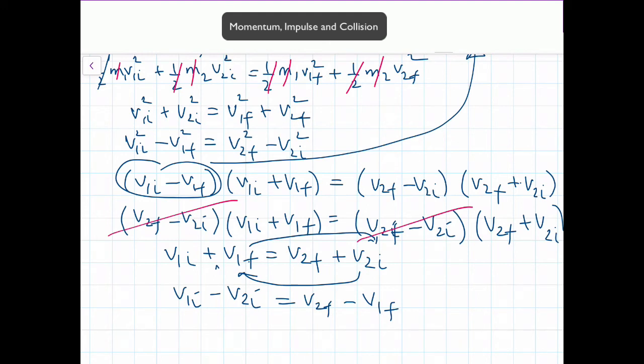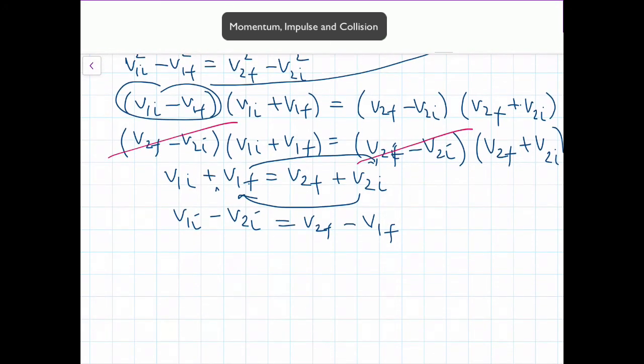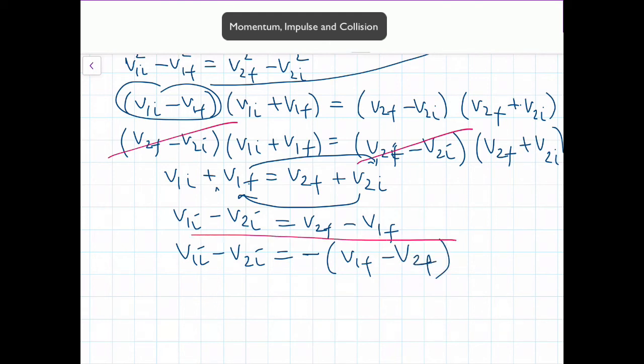Then now you can solve the problem. You can solve it in any way you want. But if you want, you can also write this as v1 initial minus v2 initial equals, if you take the negative out, v1 final minus v2 final. I want you to have this as an extra equation that you can use for a perfectly elastic kind of problem. Then we are going to use this equation and substitute our values.